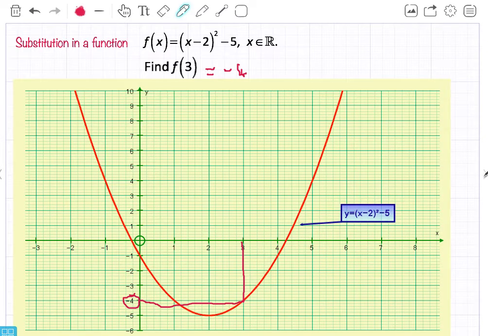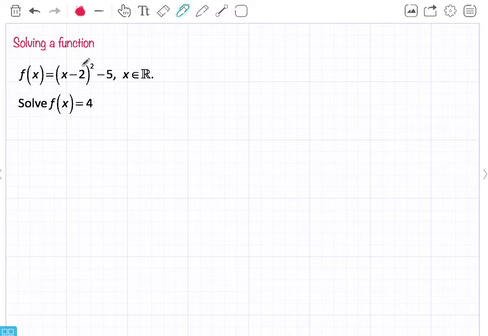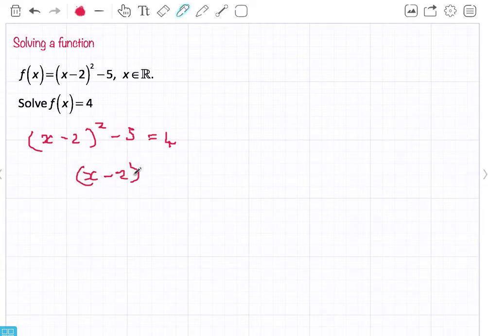So the second part you need to be aware of is how to solve an equation. So this time, it's not the x that I've made 4. I don't know what x is, but the function is 4. So I need to make it (x minus 2) squared minus 5 equal to 4, and now it becomes an algebra problem. So I'm going to add 5 to both sides, so I have (x minus 2) squared, add 5 to both sides, and I get 9.